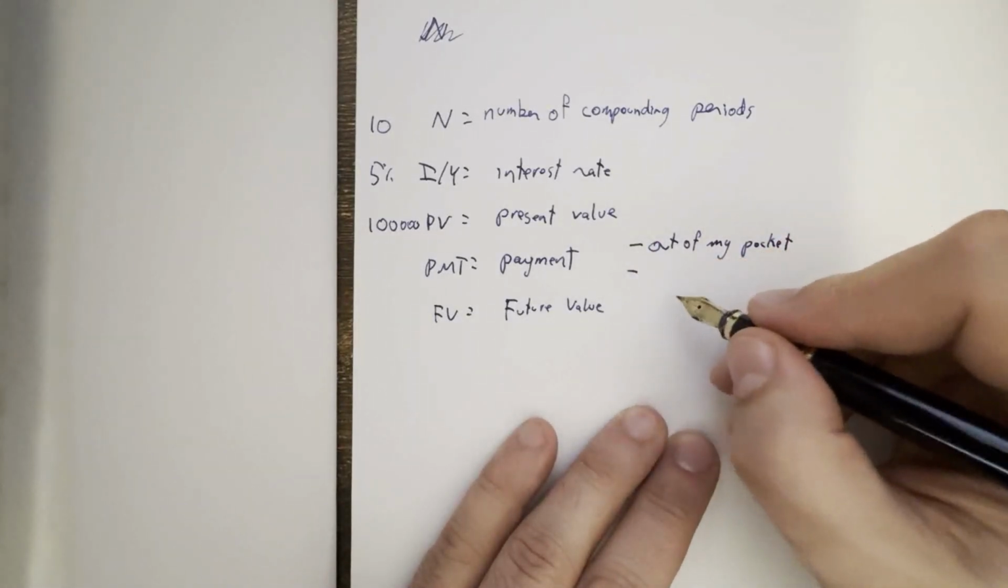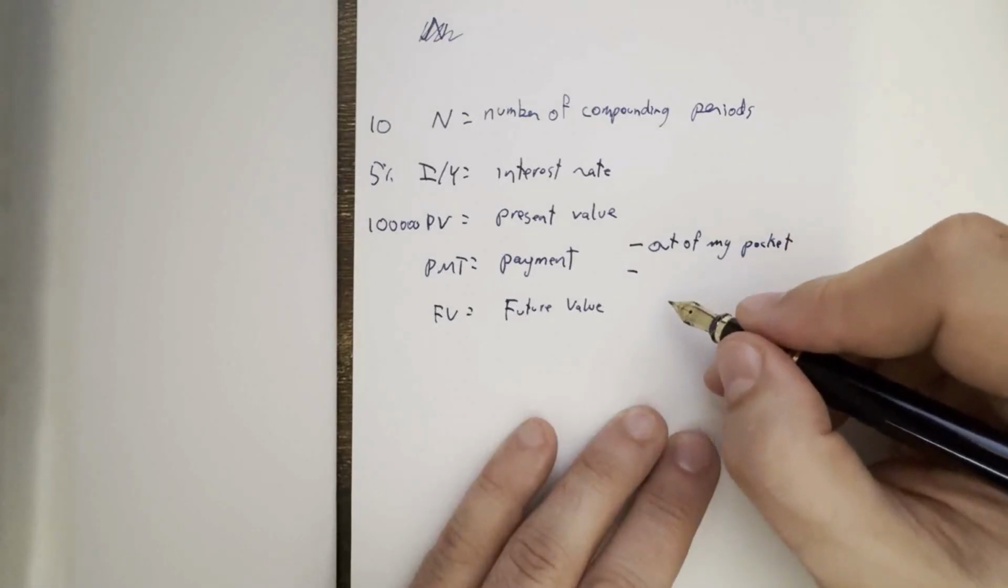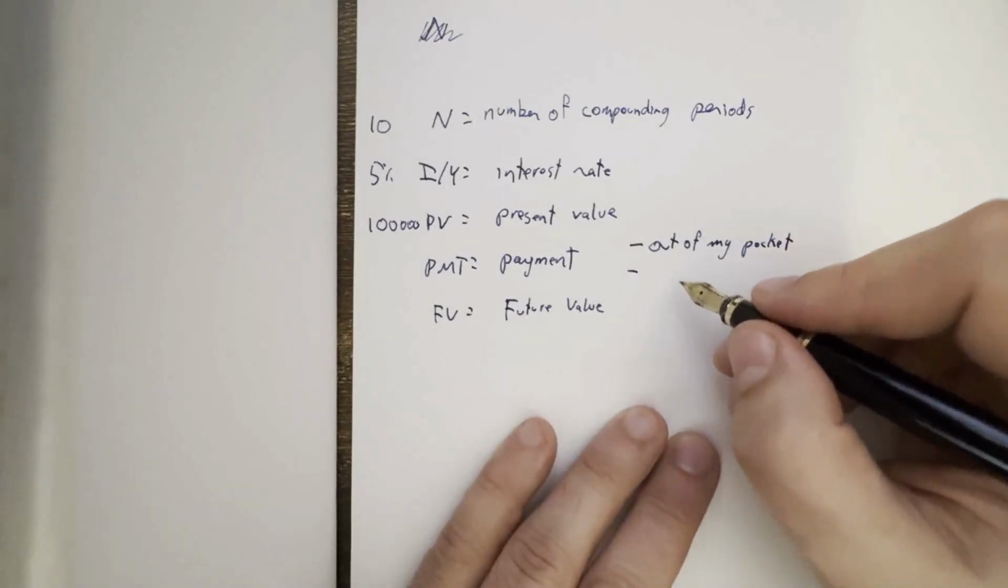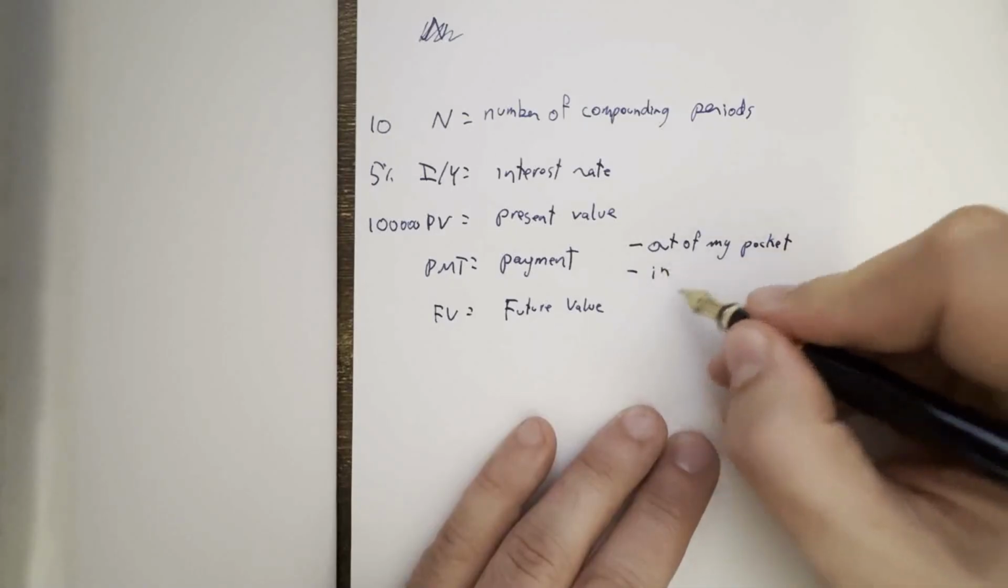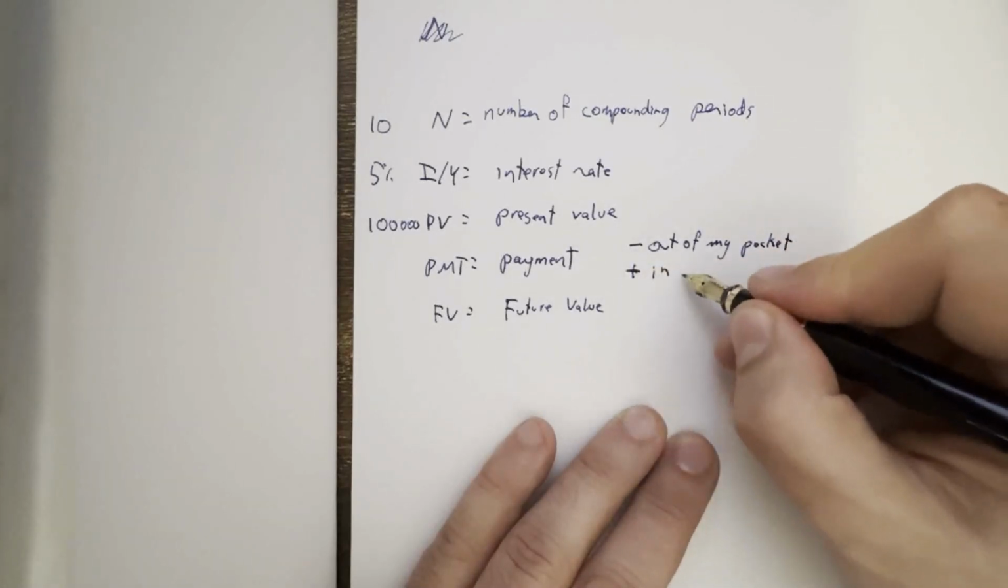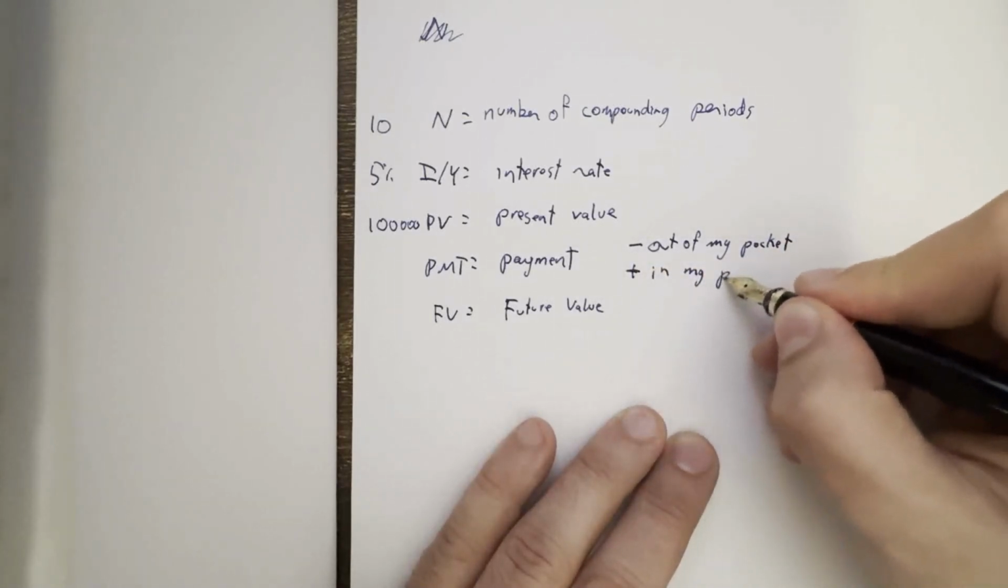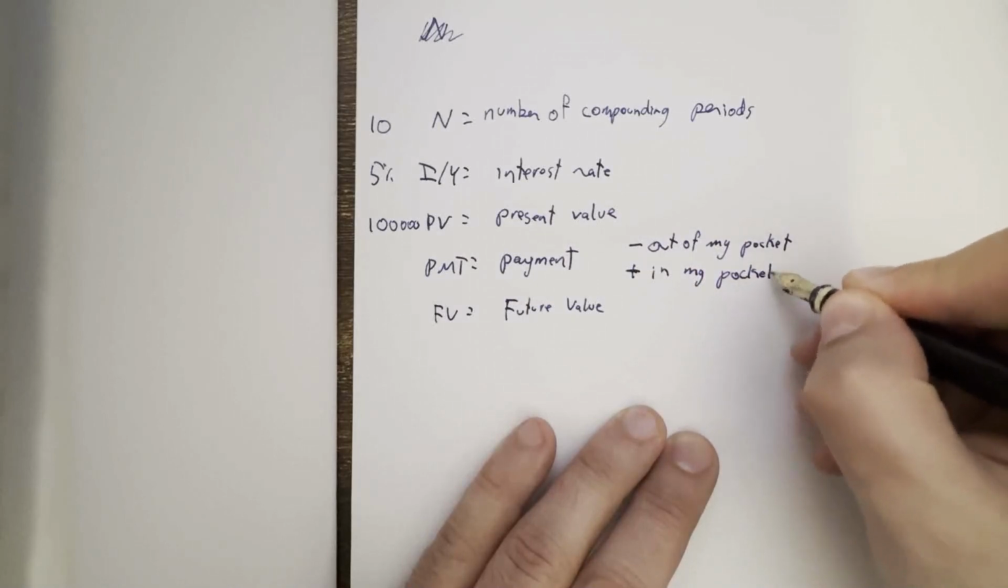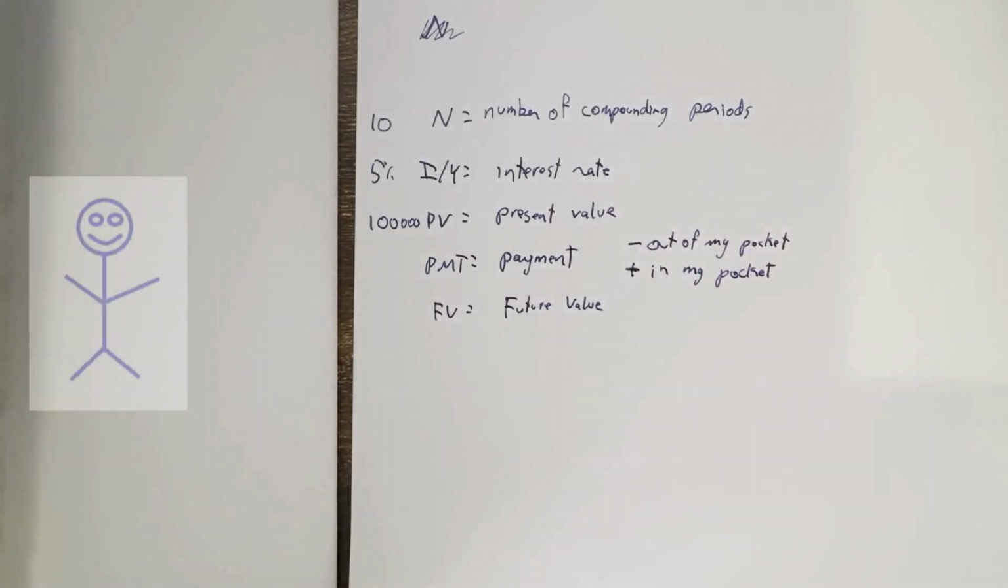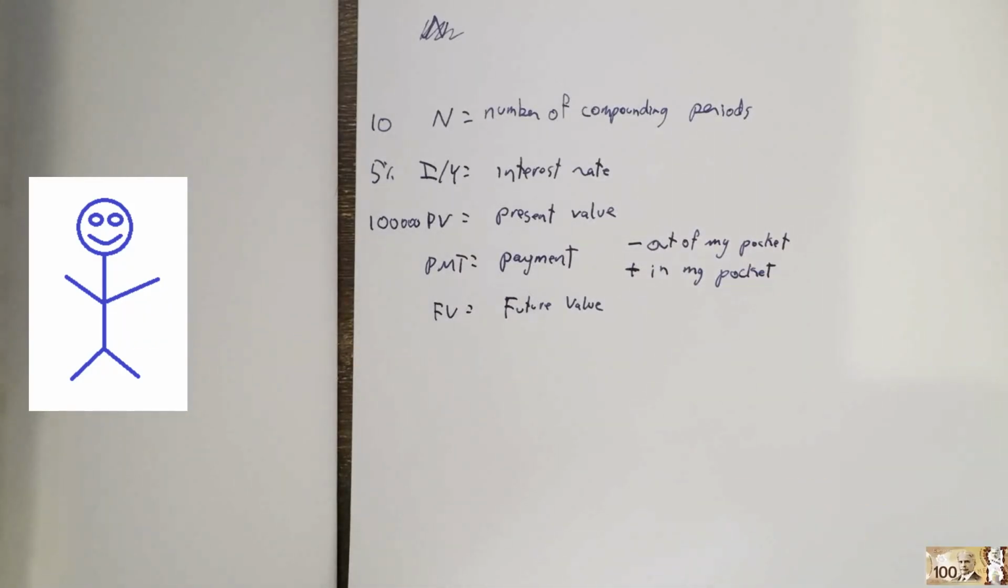versus if it's money I am receiving, because let's say I put money into an interest-bearing account, it's money in my pocket. So it's a positive, in my pocket. So if we had great graphic designers, we'd probably put a little stick figure saying, hey, I'm making loan payments. That's money coming out of my pocket. It's a negative. Or I'm saving more money. It's money out of my pocket. It's a negative. But if I'm receiving money from an investment, it's a positive. It's money into my pocket.